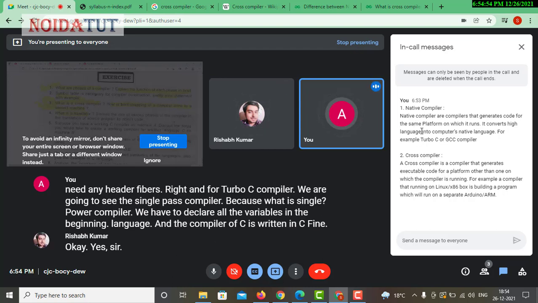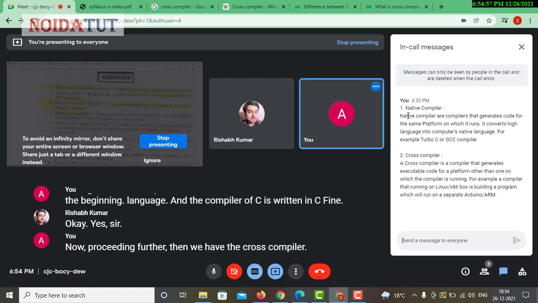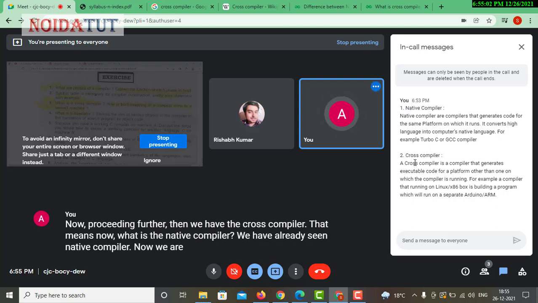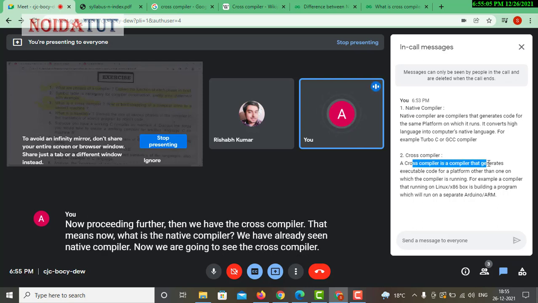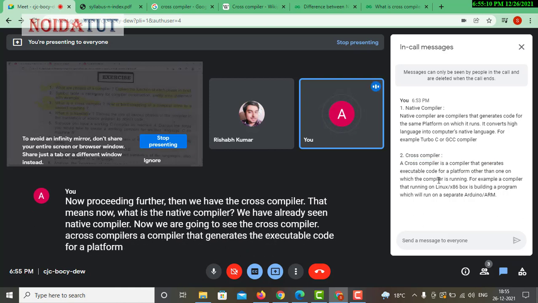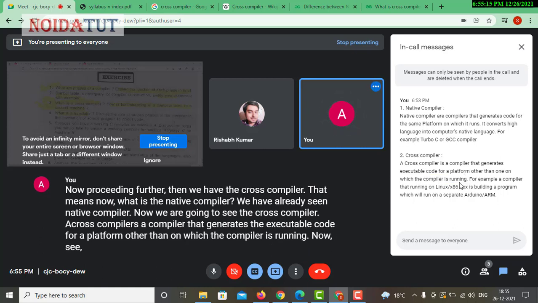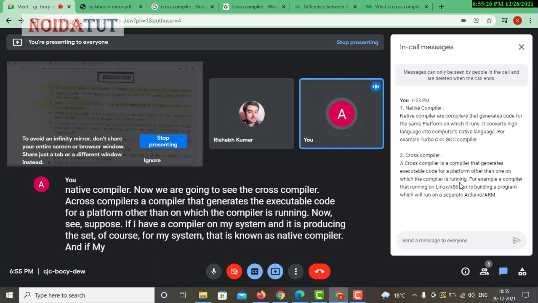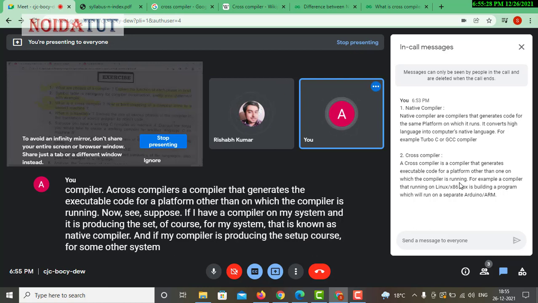Now proceeding further, then we have the cross compiler. We have already seen native compiler. Now we are going to see the cross compiler. A cross compiler is a compiler that generates the executable code for a platform other than the one on which the compiler is running. Suppose I have a compiler on my system and it is producing the set of codes for my system, that is known as a native compiler. And if my compiler is producing the set of codes for some other system, that is known as the cross compiler. Fine. Very good.